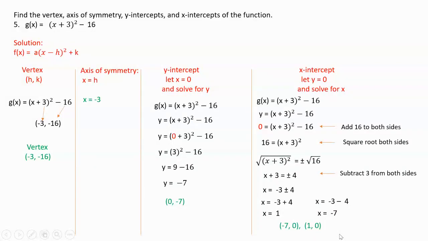And again, if you need to graph it, all you do is plot all those points, and the graph should go through all those points. Okay.